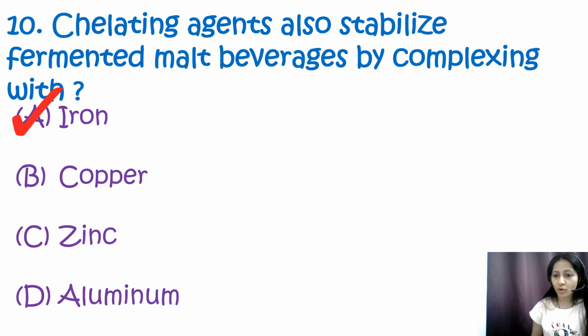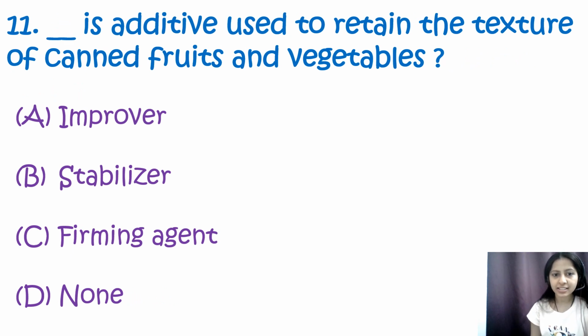So this can help preserve the product from degradation. And in the case of the fermentation of malt and beverages, it can help to preserve the flavor and color of the product. So over here my correct option is A, that is iron. So question number 11. Dash is an additive which is used to retain the texture of the canned fruits and vegetables. So options are improvers, stabilizers, firming agents, etc. So my correct option is C, that is firming agents.